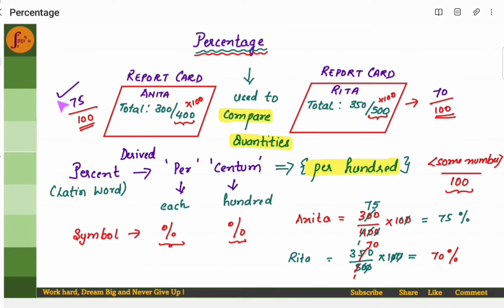So now we see the advantage or usage of percentage. Instead of writing 70 by 100, I can write this as 70%. Here I can write 75%. Because percent is by 100. Some number by 100 is percent. 75 by 100 is 75%. 70 by 100 is 70%.